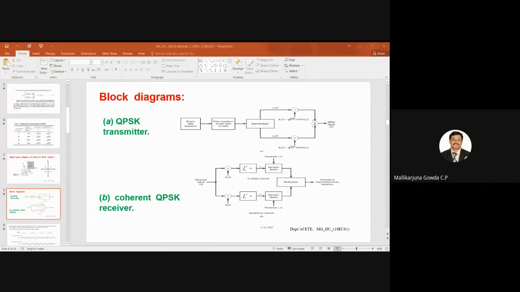This is multiplied by the basis function, which is nothing but the carrier, equal to root of 2 by T cos 2 pi fct. And the even sequence is multiplied by another basis function, which is root of 2 by T sine of 2 pi fct. Here the carriers, one is phi 1 of t and another is phi 2 of t, have a 90-degree phase difference. One is cos, another is sine. This is one BPSK transmitter, what I can say.